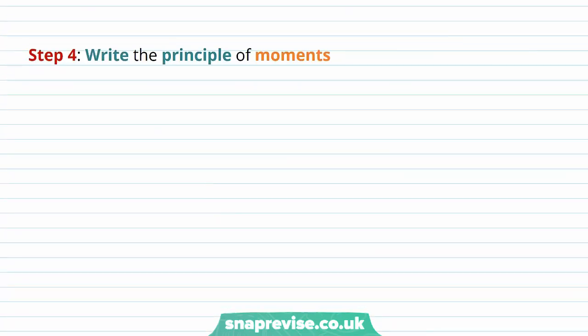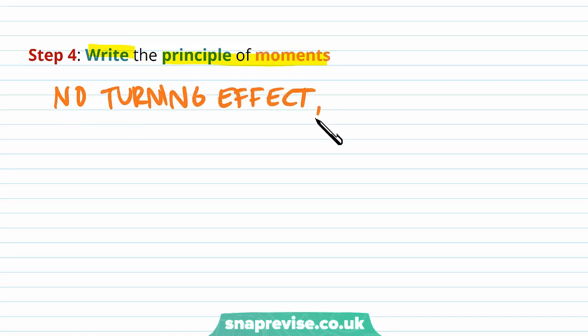So step 4 is to write the principle of moments. So we've just learnt that for no turning effect, the clockwise moments and the anti-clockwise moments must balance.